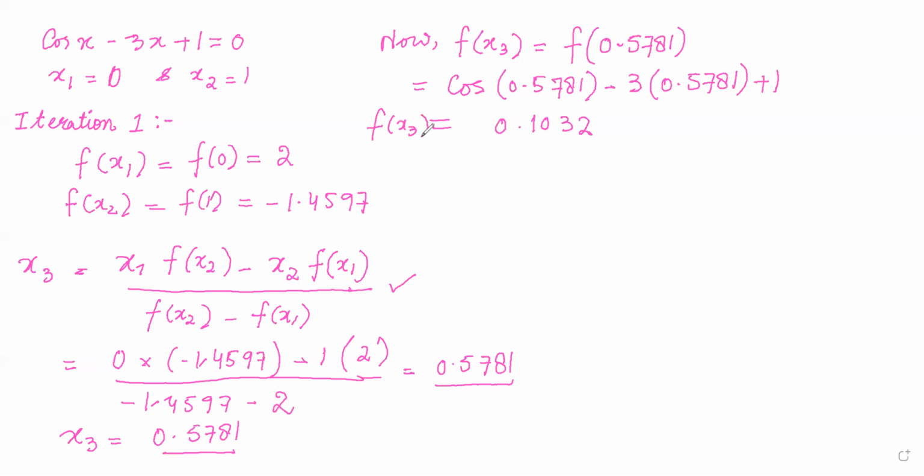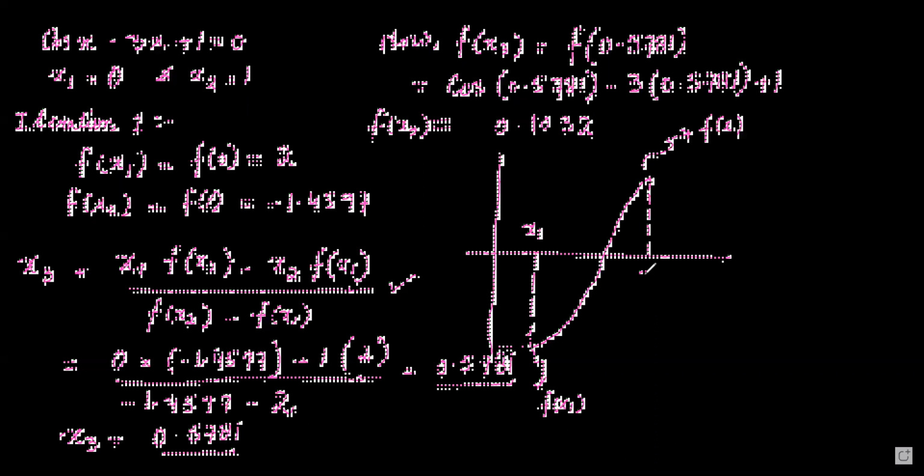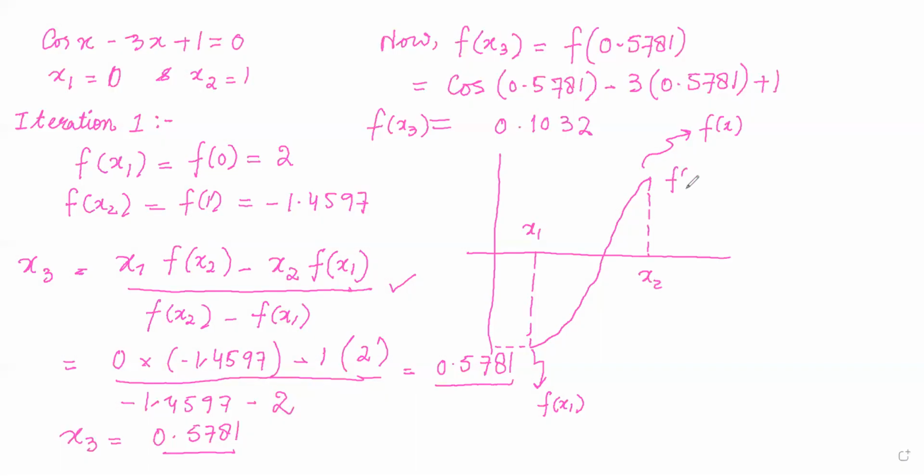Now, return back to the concept of the false position method. While discussing the false position method, we had stated: let this be the graph of our function, which we have to solve. Let this be our function f of x. Let this be x1, such that at x equal to x1 the value of our function is negative. This is f of x1, and it is negative. This is x2, and here we have f of x2, and f of x2 is positive.